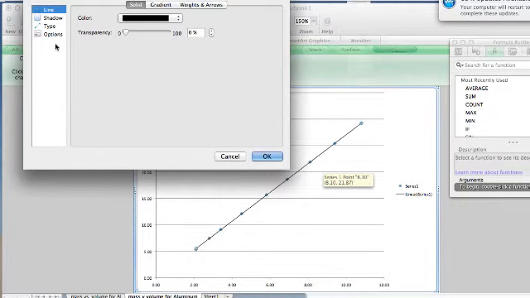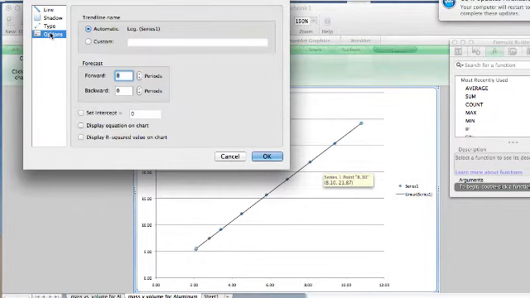Once I've done that, I want to choose options. I want to forecast my line backwards so that it hits the y-intercept. So I increase the number of periods until that line hits the y-intercept, or the origin. I also want to display the equation on the chart and the R² value on the chart. And then I hit OK.